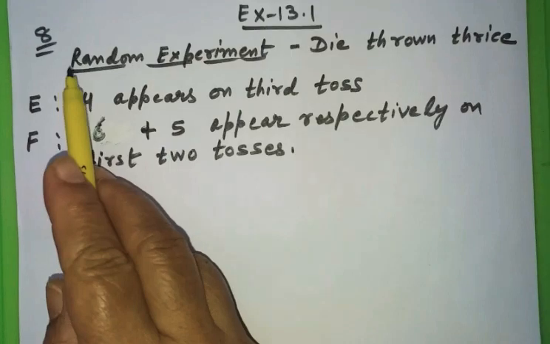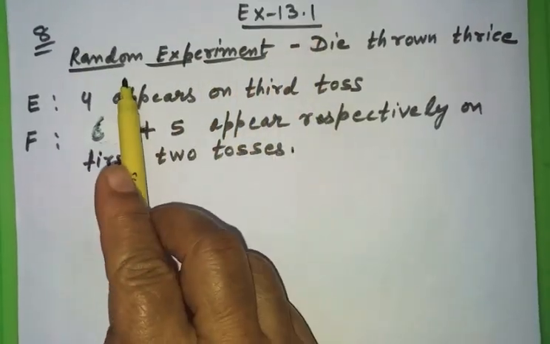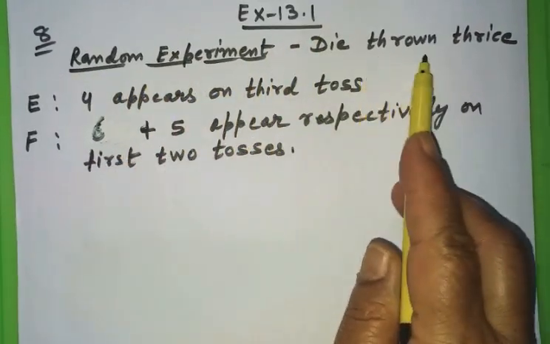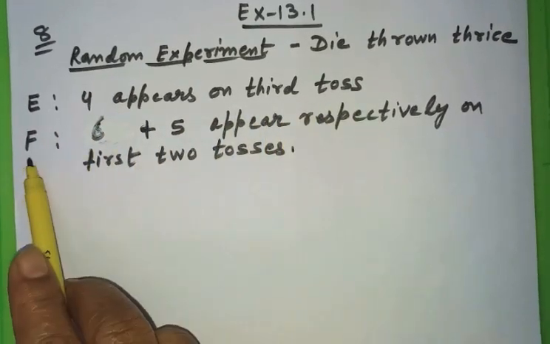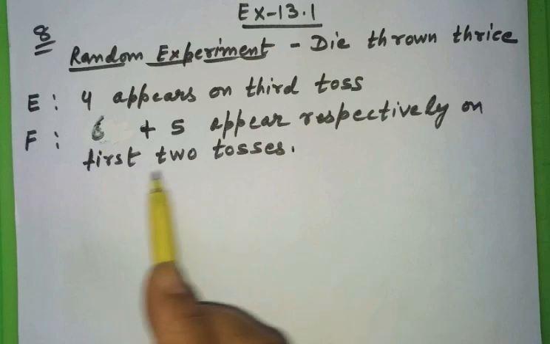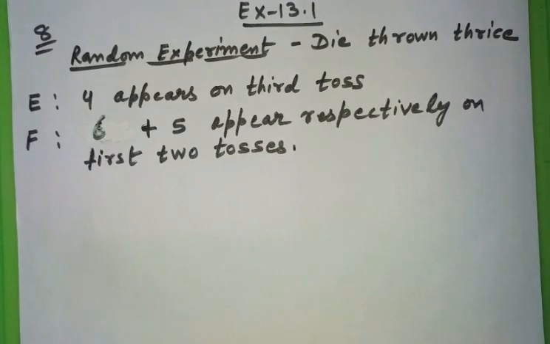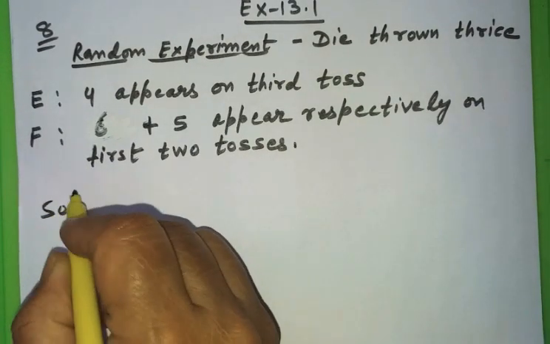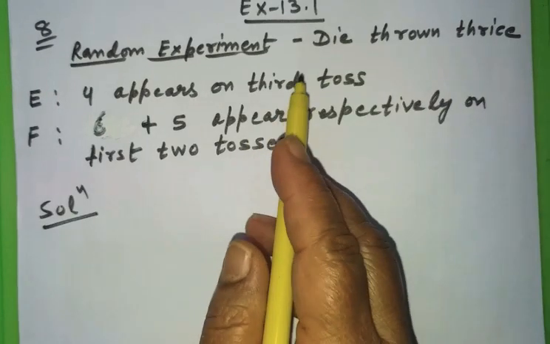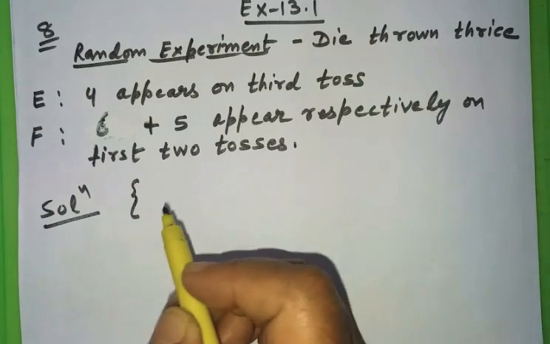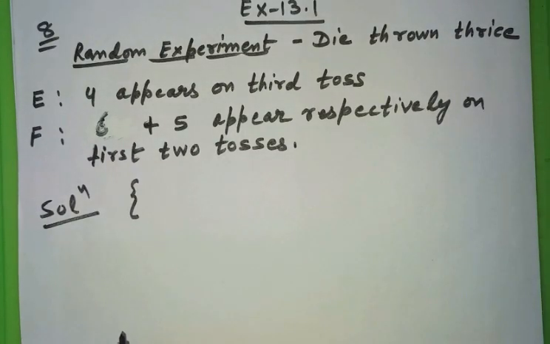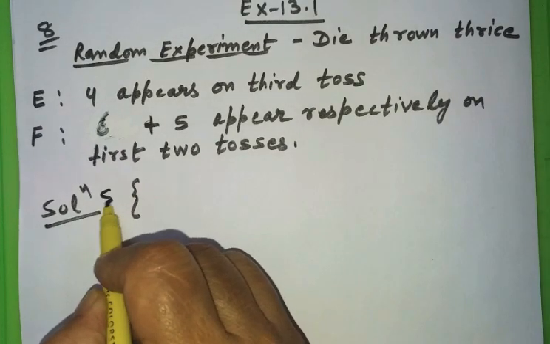As per the book, question 8 of exercise 13.1 says the random experiment is a die thrown thrice, event E is 4 appears on the third toss, and F is 6 and 5 appear respectively on the first 2 tosses. So let us first of all write the sample space of this experiment. When you are throwing a die 3 times, the number of elements in the sample space is going to be 216. Look how.